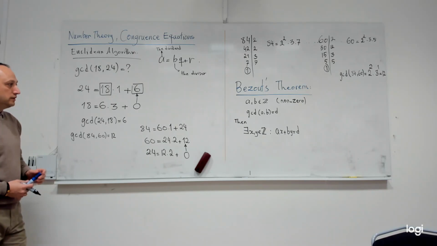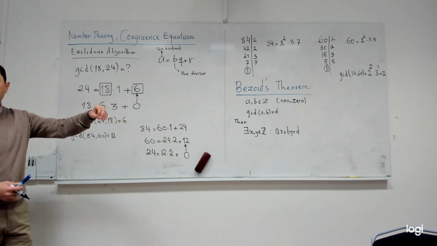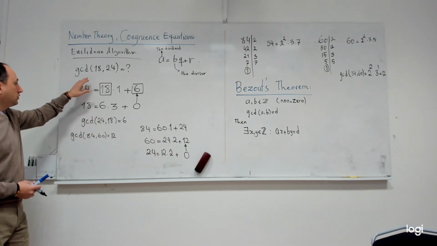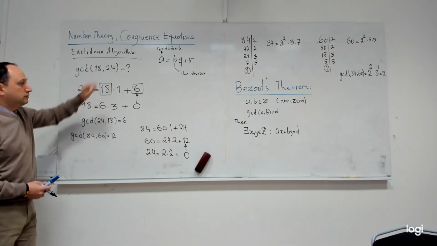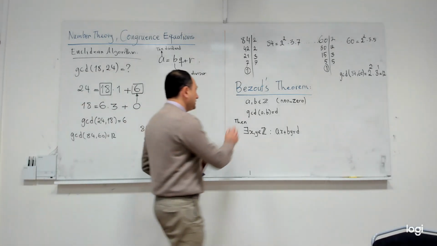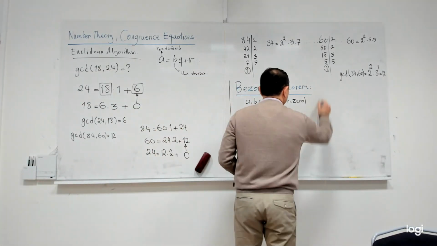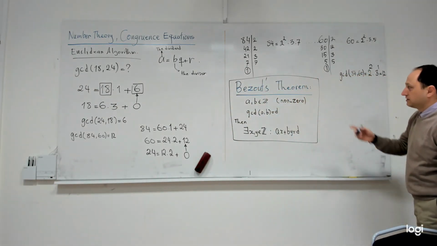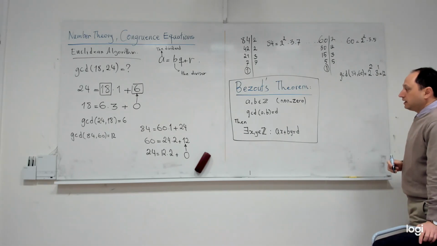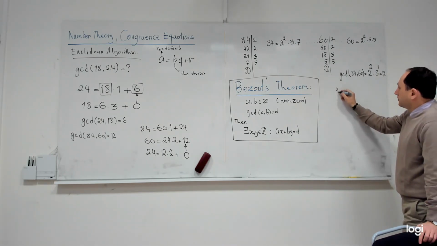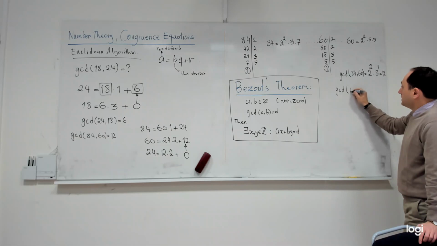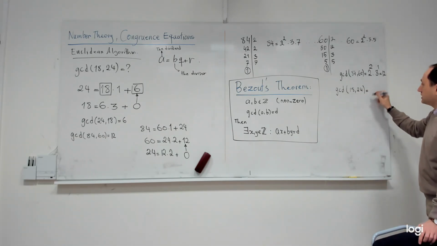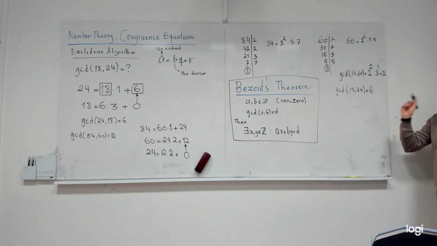Okay, for example, if I ask you, can you find an x and y, let me write it for 18 and 24 first. The proof of this is a little bit difficult, and it is also not in the book, but it's good to know the name. Let me start from here: the GCD of 18 and 24. What was that number? It was 6. Do you remember? We calculated that it is 6.